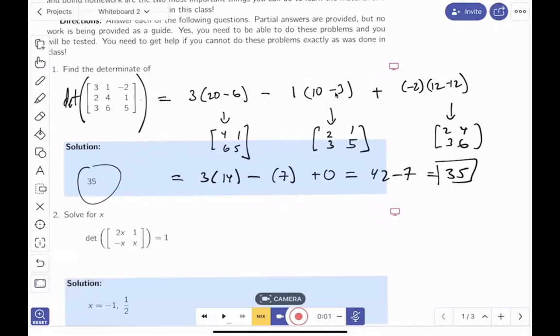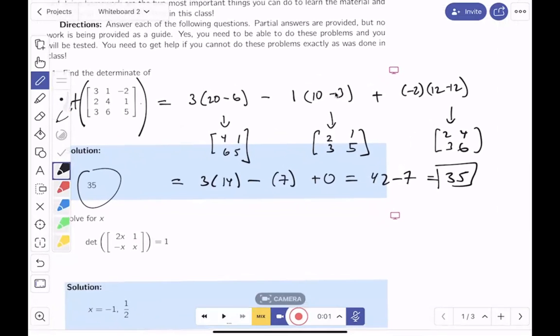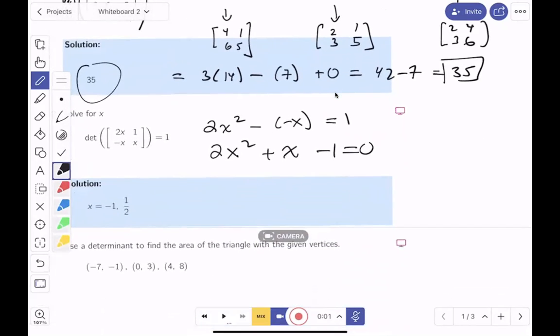Get me out of here. One second. Sorry about that. It's going to be 2x squared minus a minus x, and that's going to equal 1. It's going to be 2x squared plus x minus 1 equals 0. Let's keep moving.